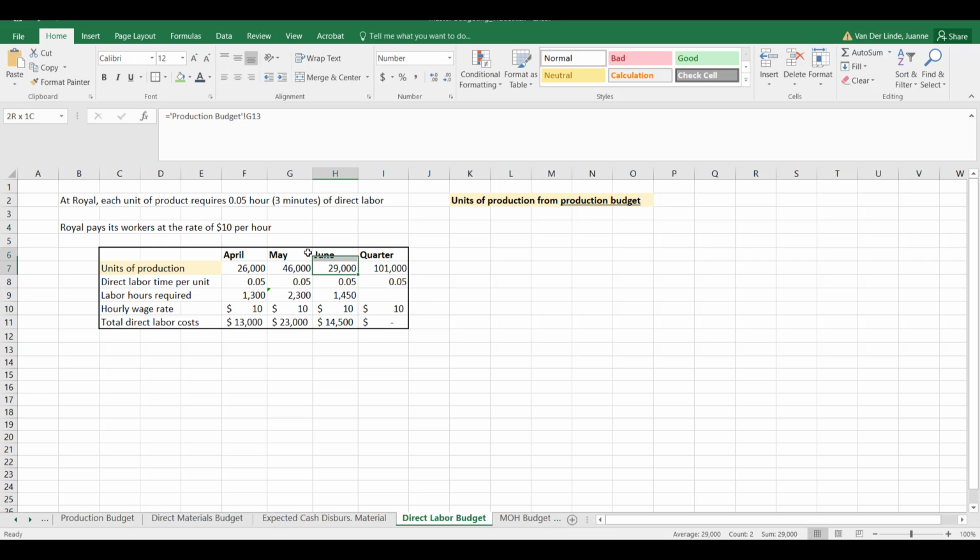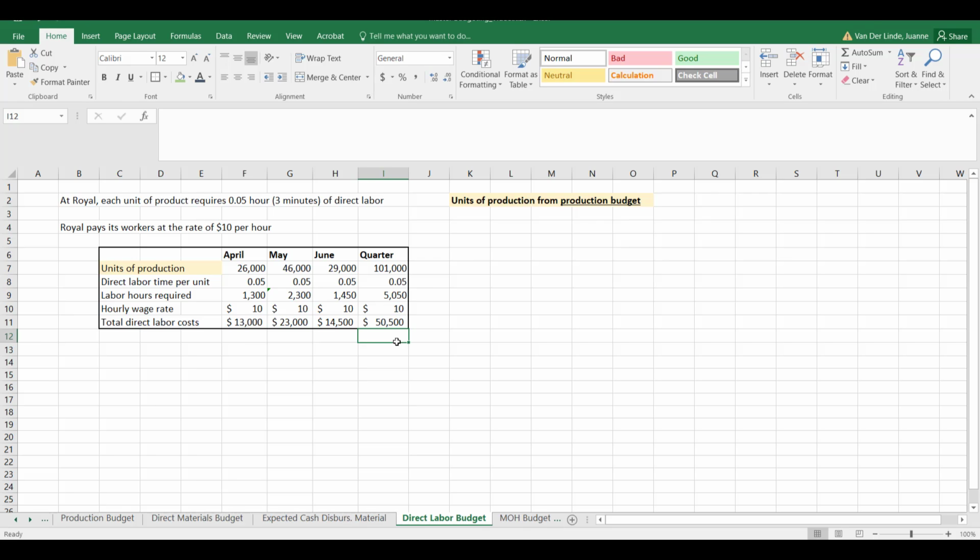Now for the quarter, we can do the same thing. For the entire quarter, if we added all these up separately, we estimated we would be producing 101,000 units. If each of those units requires 3 minutes, then the total amount of direct labor hours required for the quarter is 5,050. 5,050 direct labor hours times $10 per direct labor hour is a total direct labor cost for the entire quarter of $50,500. We can also get that by adding the total direct labor cost for each month separately as well.